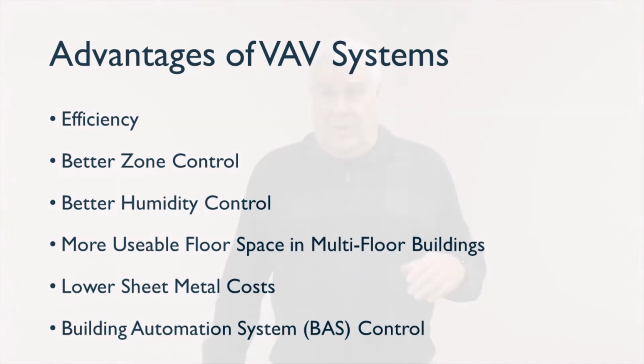The VAV system is controlled by an energy management system or a building automation system, which we call a BAS. And one of the advantages, again, of the BAS is if you need to check on a building, you can check and see what's going on in that building from a remote location. You can call it up on a laptop, you can make changes, you can lower temperatures in different zones, you can raise temperatures in different zones.